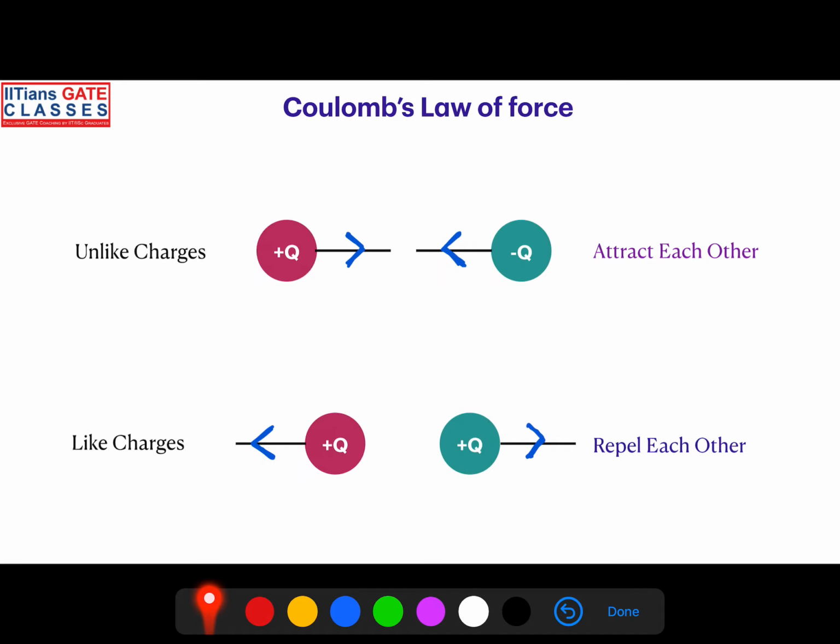Since both the polarity are same, this plus q charge is trying to move away from the other charge like this. And similarly, this charge is also trying to move away from the charge because of the same polarity. So when the charges are of same polarity, or you can say the like charges, they try to repel each other. So the summary is the unlike charges attract each other and the like charges are said to repel each other.